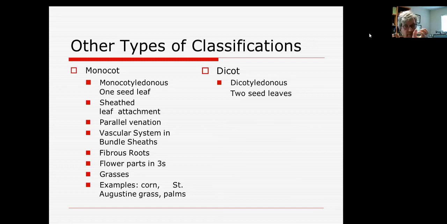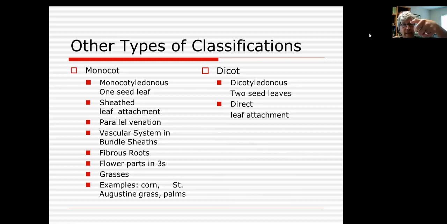They're not true leaves, but they provide protection when it comes out of the ground, and it also provides nutrients for those roots to get started. But instead of sheath leaf attachment, we have what we call direct leaf attachment.